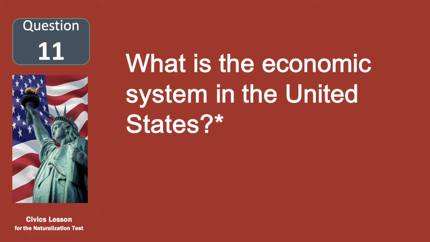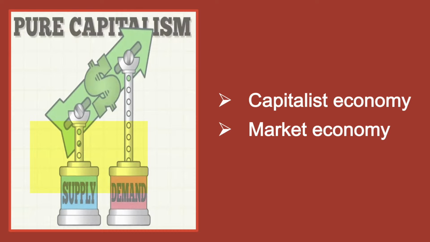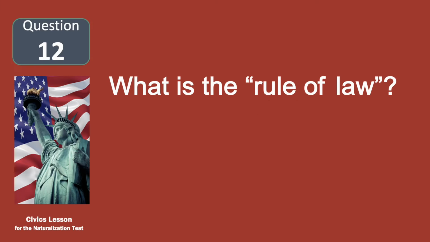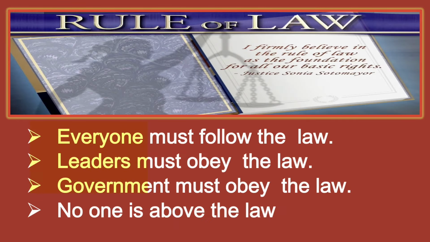What is the economic system in the United States? It is a capitalist economy. What is the rule of law? Everyone must follow the law.